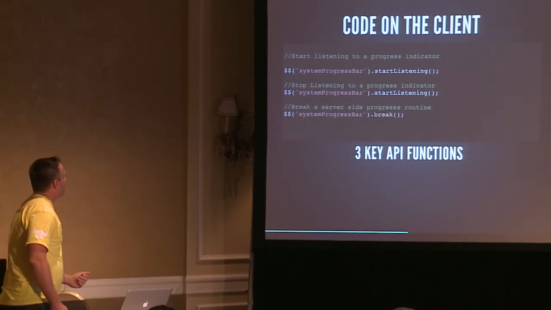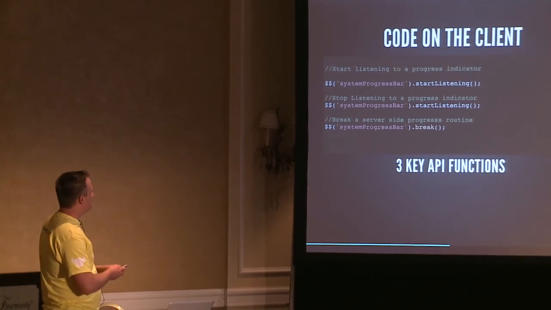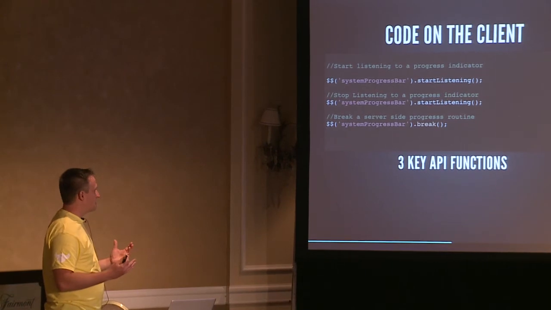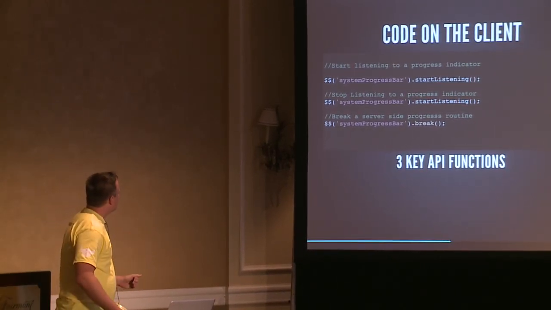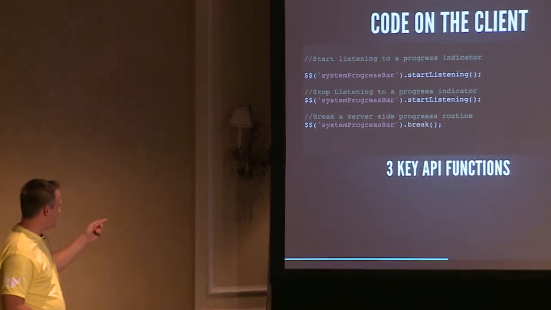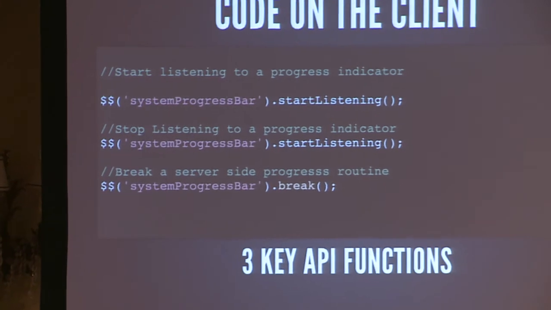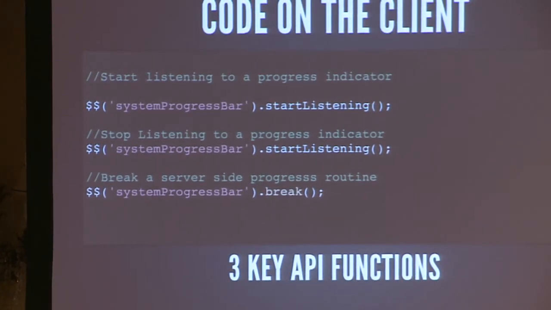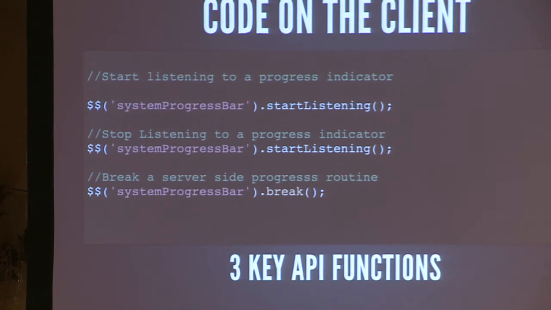So on the client, there are 3 basic things you need to be aware of. Start listening. That's basically going to invoke the widget to start listening to the progress. I did that twice. One of them's supposed to be stop. So you've got start listening, stop listening, and then break. What the break one does is, if they click that button and you send that, it's going to send that break message to the server to stop.